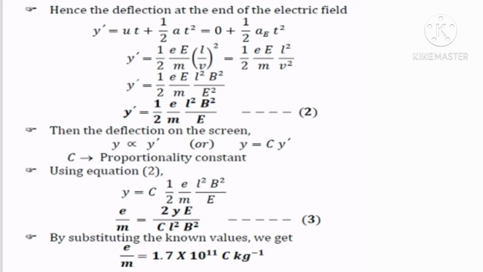We can write equation 2 as y is equal to C into half into e by m into L squared B squared divided by E, where e by m becomes 2yE divided by C into L squared B squared. This is equation number 3. After simplifying this equation by applying all the constant values, we will get the value for e by m as 1.7 into 10 power 11 coulomb kilogram power minus 1.